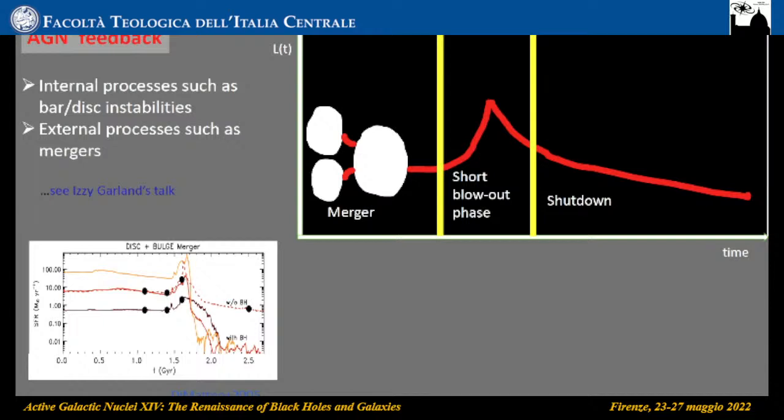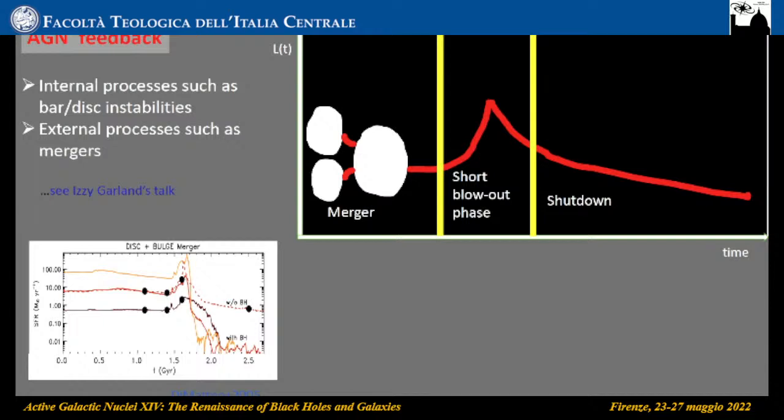There are different processes that have been suggested to trigger the formation and evolution of supermassive black holes, which include internal processes, such as disk instabilities, or external processes, such as mergers. For that, you can look at Izzy Garrett's talk on Tuesday for more details.